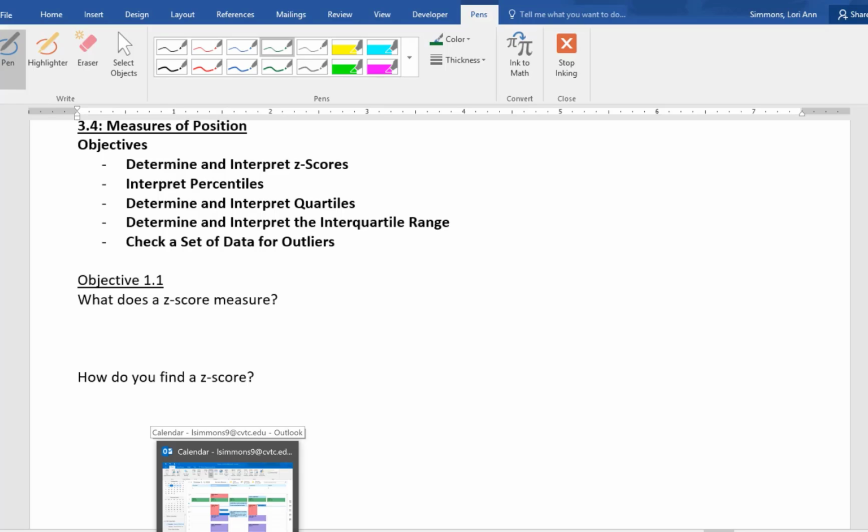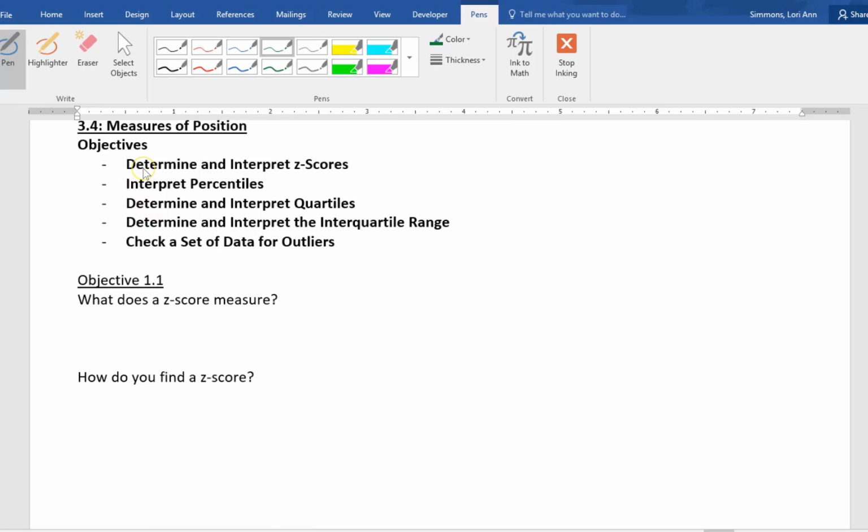Lesson 3.4, Measures of Position. We will be able to determine and interpret z-scores, percentiles, quartiles, interquartile range, and check data for outliers after this lesson.